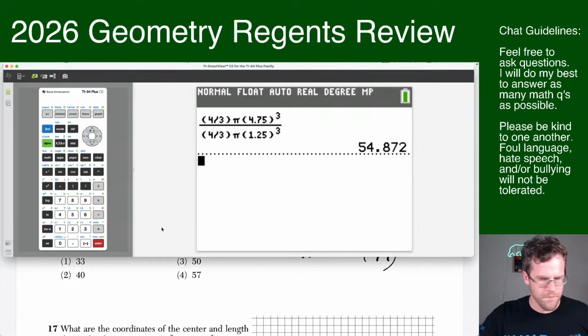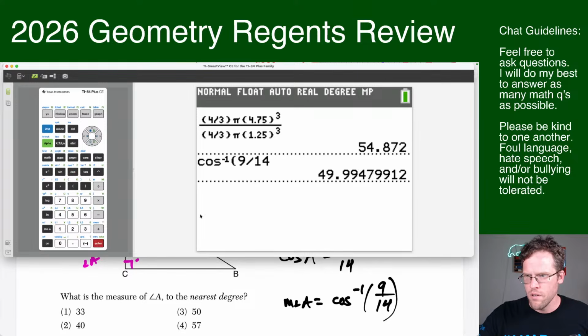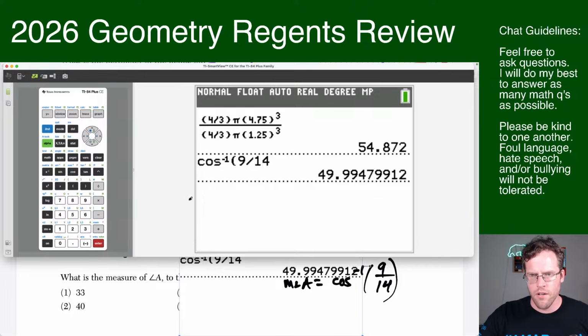All right, so moving on. Cosine inverse of 9 over 14 is about 50 degrees. Okay, so we're going to say 50 degrees. Now, one thing, if you're really confused here, let me just drag this down.